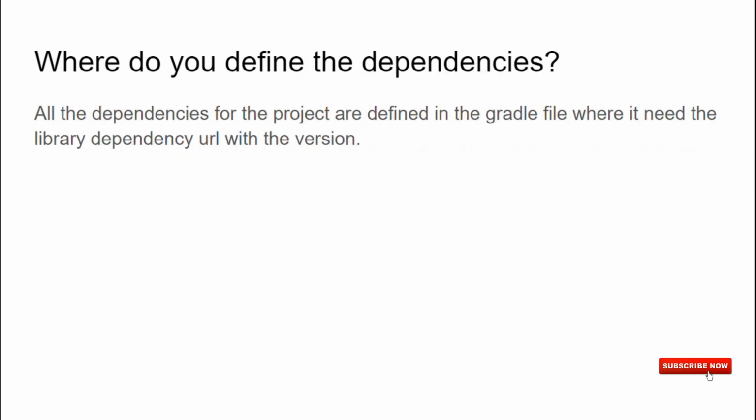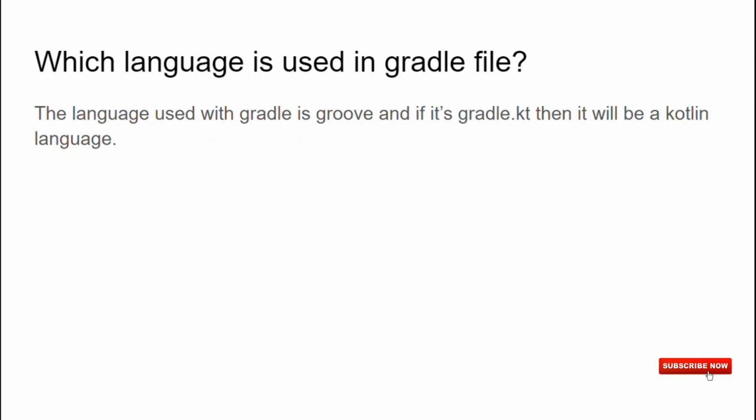Where do you define the dependencies? So all the dependencies are defined in the Gradle file. We have two Gradles where one is used for defining the class path and another one is used for defining all the dependencies that are required for the application. Which language is used for Gradle file? So the language used there is the Groovy language. However, you can also use the Kotlin DSL and write all sort of things like dependencies or set of instructions, all sort of things in the Kotlin language also.